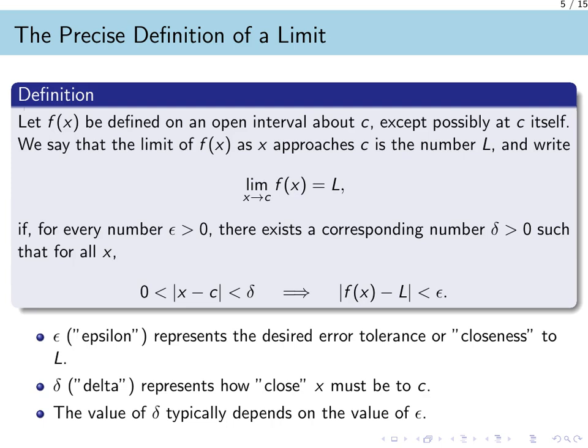For example, epsilon could be the required 1 mm precision for a machine part, and delta is how tightly you must control your cutting tool to achieve it. The key is that the value of delta you need almost always depends on the epsilon you are given. This definition allows us to prove that a function truly approaches a specific limit.